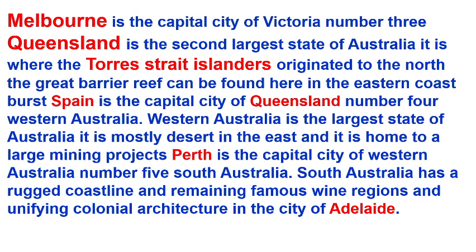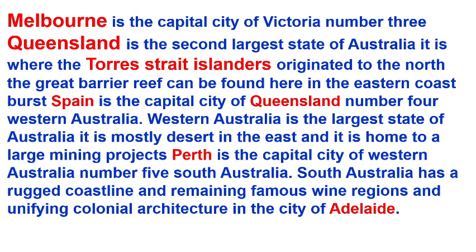Number 3, Queensland is the second largest state of Australia. It is where the Torres Strait Islanders originated. To the north, the Great Barrier Reef can be found here on the eastern coast. Brisbane is the capital city of Queensland.